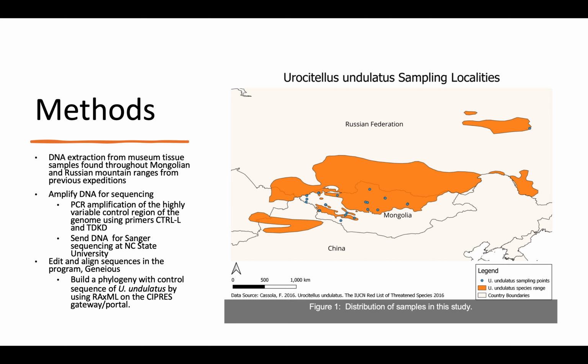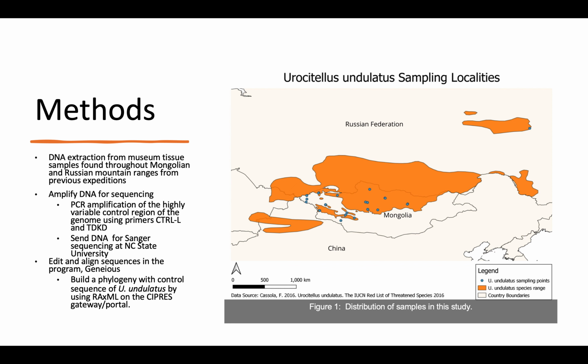So the methods, here is a map of Mongolia and Russia. In the orange is the species range, and then in blue is where we got our samples from. So we did a DNA extraction from the museum tissue samples found in Mongolia and Russian mountain ranges, and they were from previous expeditions. Then we amplified the DNA for sequencing.